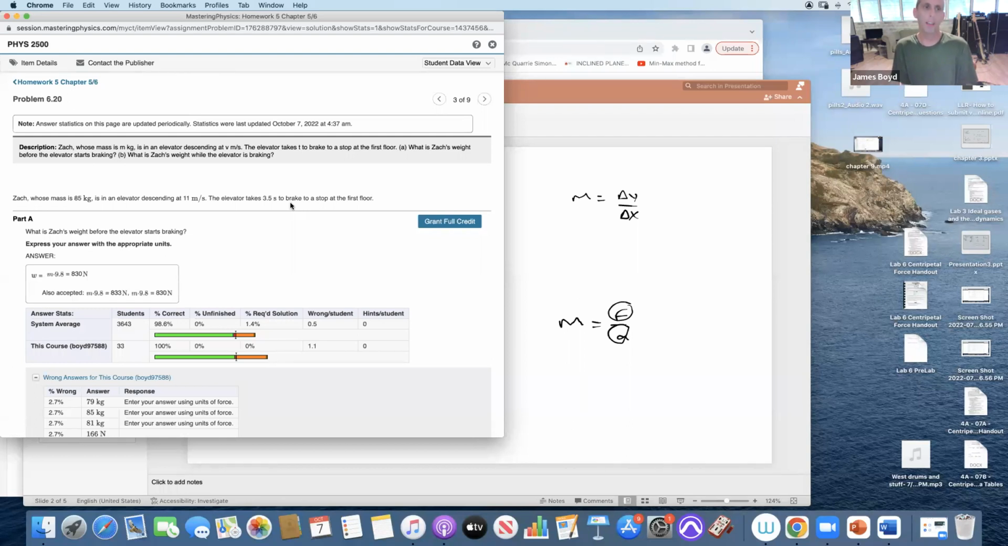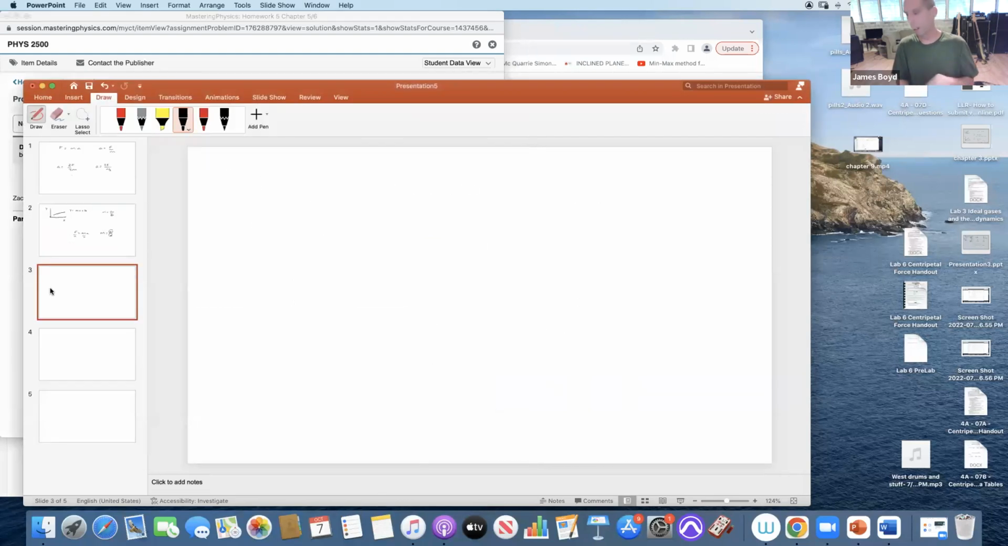So we have a person or a thing, and they're in an elevator that is descending at 11 meters per second when it comes to rest. Okay, so what we need to understand in this, and this is why we've been doing all these free body diagrams. We're in an elevator, and this is our Zach. And he has a weight that is mg. And he's standing on a floor, so we assume there's a normal force.